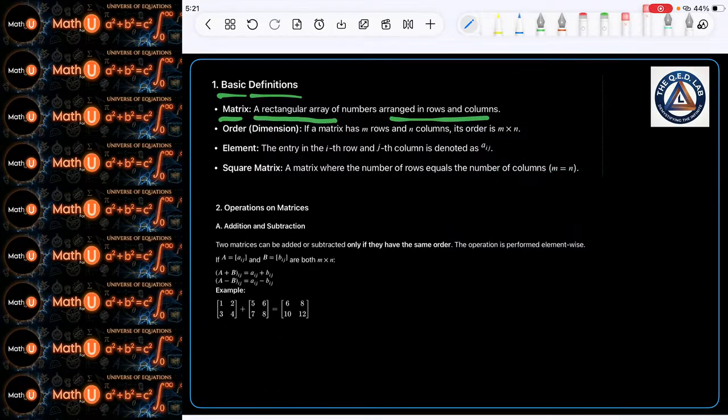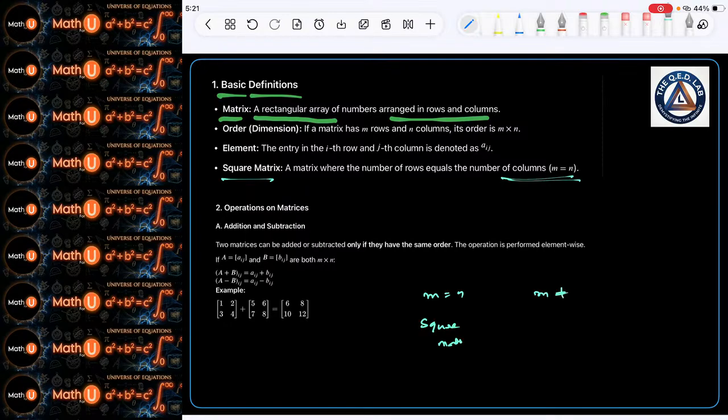In a square matrix, the number of rows and the number of columns are equal. If you want to say the matrix is a square matrix, then the number of rows and columns should be equal. Then only we say the matrix is a square matrix. Otherwise the matrix is not a square matrix. If m is equal to n, we call such a matrix a square matrix.